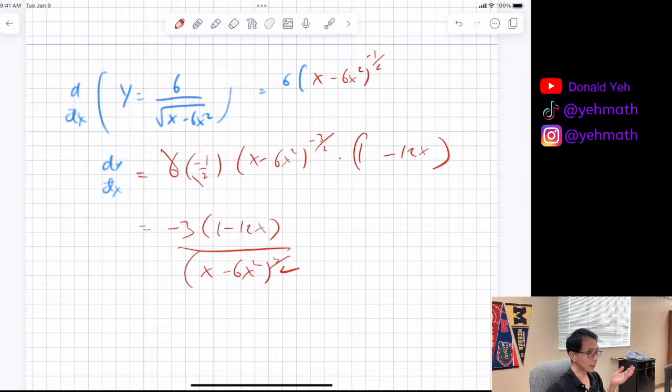Because I have a constant on the top, I have a chain rule, but this is an explicit derivative. This is y equal to. It's easy. What if it doesn't have y equal to?